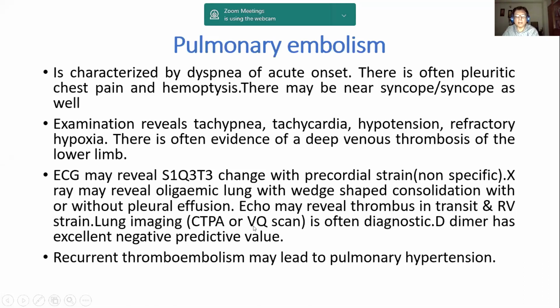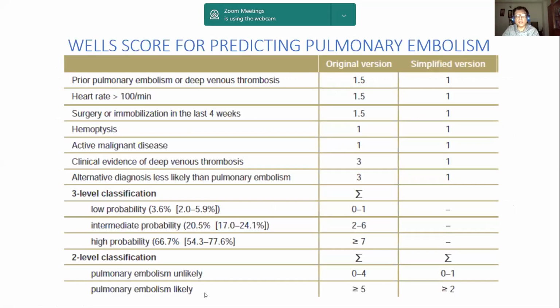For lung imaging, we have the CT pulmonary angiogram or VQ scan. If the lung is clearly visible, then VQ scan is very good if there is no parenchymal pathology. But if there is parenchymal pathology, CTPA is the diagnostic modality of choice. And we can exclude pulmonary embolism because D-dimer has a very good negative predictive value. Recurrent thromboembolic pulmonary embolism can lead to pulmonary hypertension, which we classify as type 5. This is the Wells score. When we suspect pulmonary embolism, we can use this score.